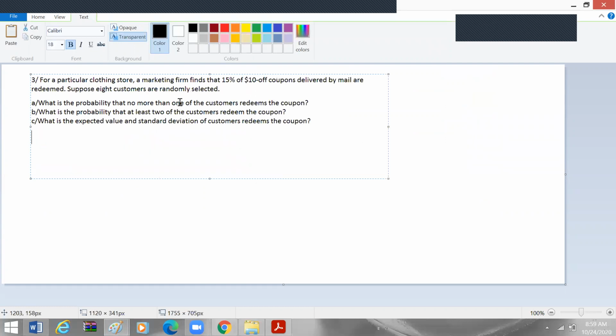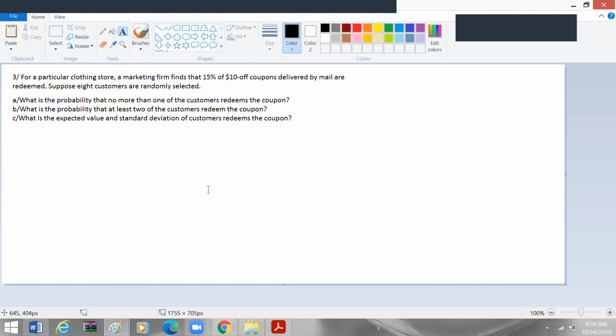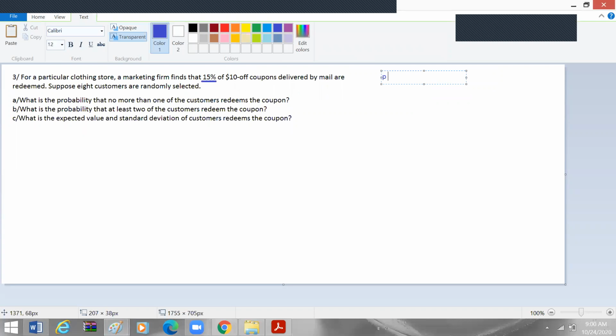This is the question that we have from a particular clothing store, where a marketing firm finds that 15% of customers do something. The first thing that we need to do is look for the n and p correctly. So we're going to look at the p in this case. That'll be 15%, that's obvious. So p equals 15%. It's really important that we're going to utilize that on the chart. I'm just going to make it a little bigger so you can easily see it.